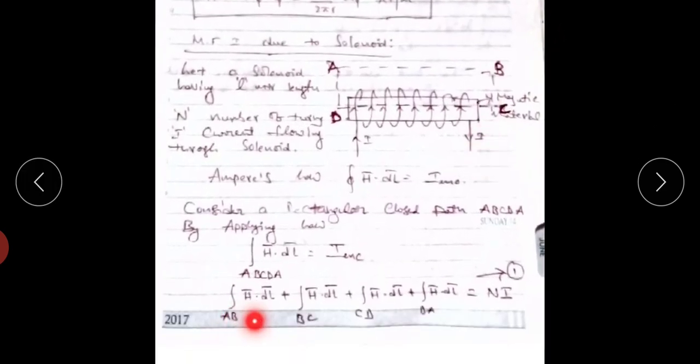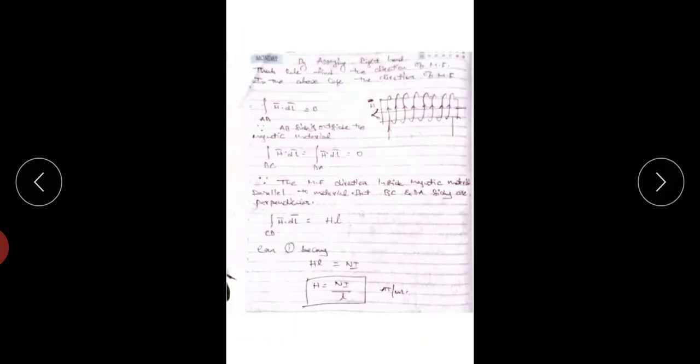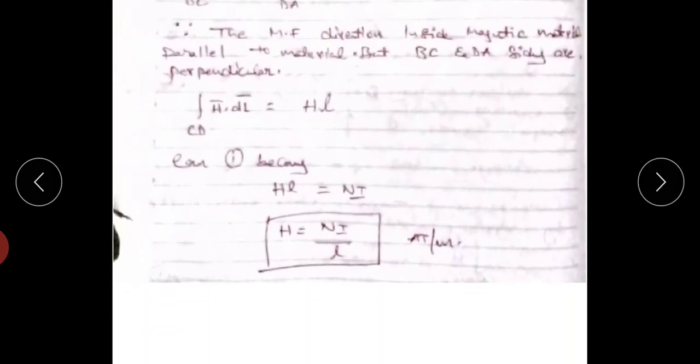Here the AB integration value is 0, BC integration value 0, CD integration value h into L, DA integration value 0, and I enclosed equals N into I. So h into L equals N into I, h equals NI by L, ampere turns per meter. Here h is the magnetic field intensity, N the number of turns of the solenoid, I the current flowing through the solenoid, L the length of the solenoid, units are ampere turns per meter. This is the magnetic field intensity expression of a solenoid.